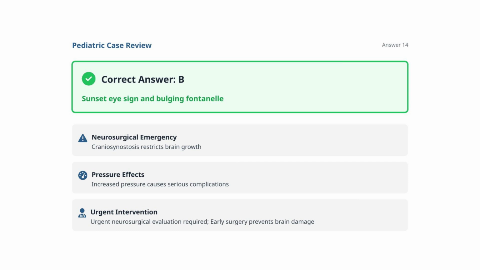The correct answer is B, sunset eye sign and bulging fontanelle. The fused skull sutures prevent normal brain growth, causing increased intracranial pressure. Warning signs include bulging fontanelle, downward eye deviation called sunset sign, irritability, and vomiting. This represents a neurosurgical emergency requiring immediate imaging and intervention. Early cranial vault expansion surgery prevents permanent neurological damage and developmental impairment.